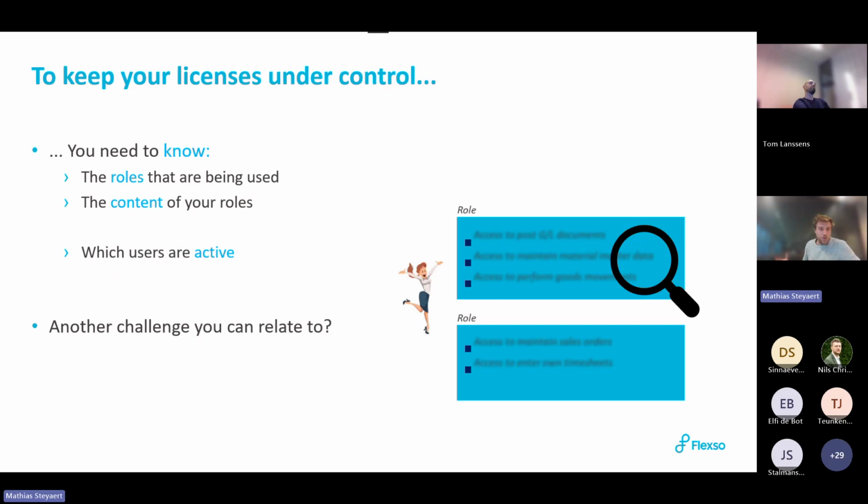So what do you need to know? You need to know your roles that are being used, so the roles that are actually assigned to your users. You also need to know the content of your roles, meaning that display access really only has display access, financial access has finance access, for instance. And also, which is important, and we will see that in our business case, which of your users are actually active in your system. So potentially, these are all challenges that you as users of SAP can relate to.